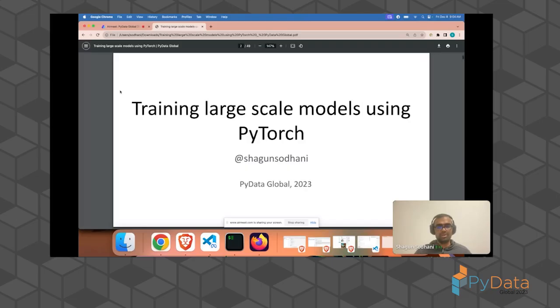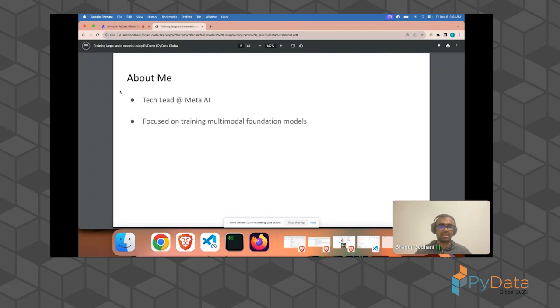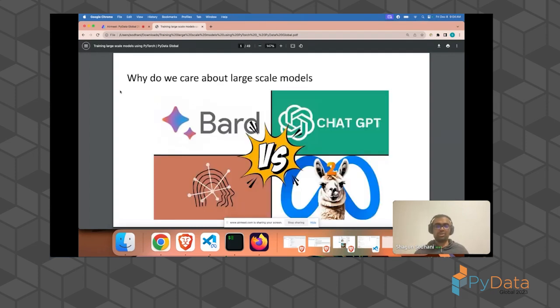We would be talking about training large-scale models using PyTorch. I think the first question is, why should we care about training these large-scale models? I'm sure a bunch of you have used ChatGPT or Bard or Anthropic's Claude or are using Llama for doing some stuff. And all these are large-scale models.